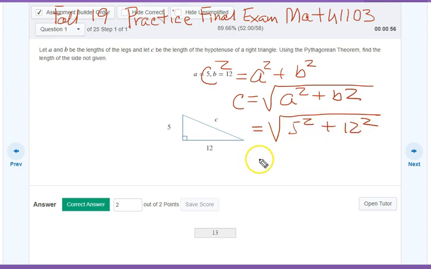Add those together, and they want us to round to the nearest, no, here the answers are going to come out even, I bet. So let's put that in our calculator and see what we get. 25 plus 144 is 169, which is a perfect square, 13, and the person had this correct.